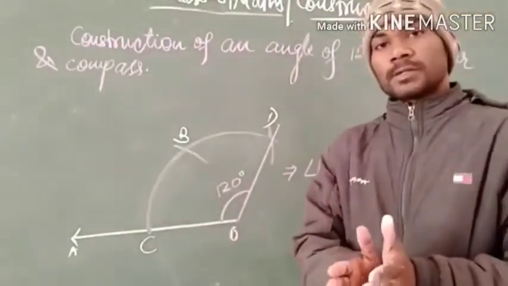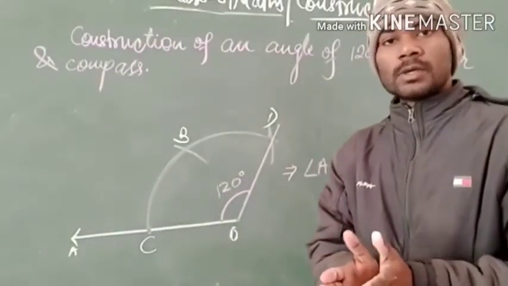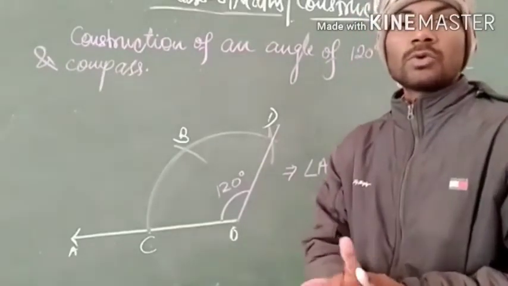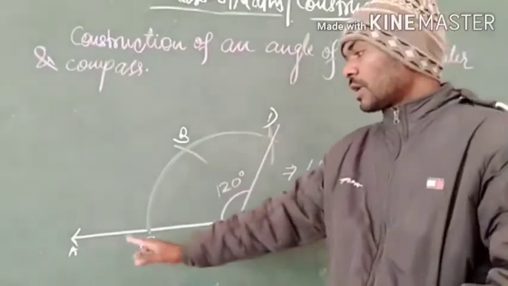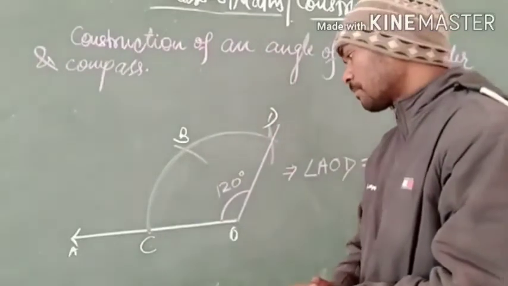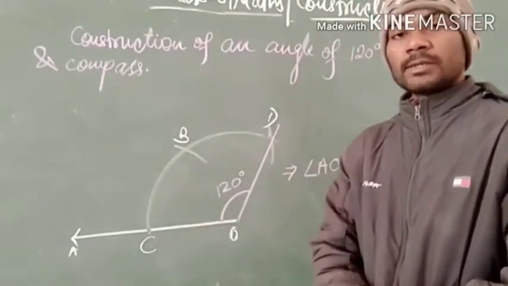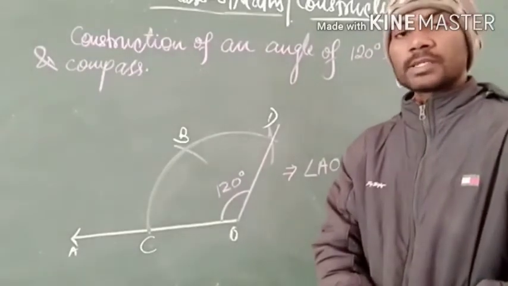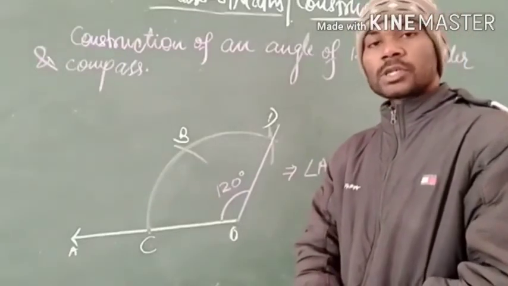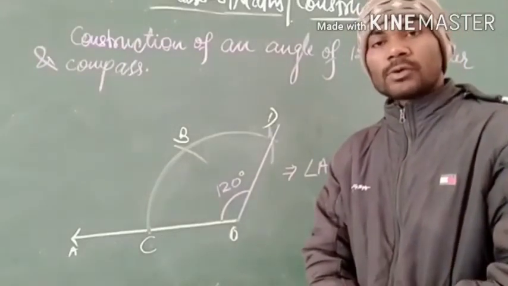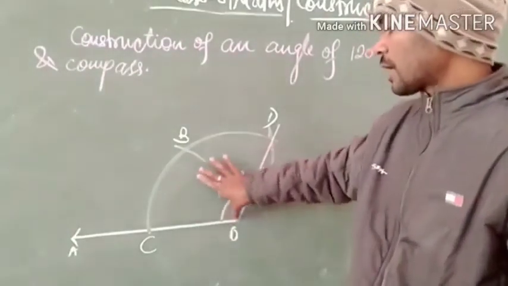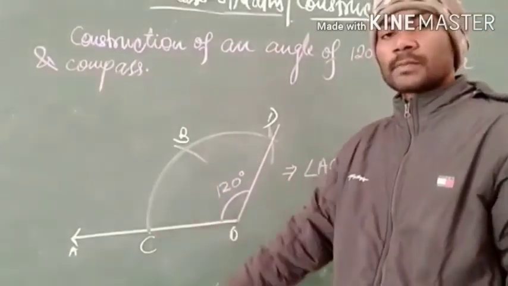In order to construct an angle of 120 degrees, in the first stage, we take a ray OA. So here OA is any ray. In the next stage, from O as a center and any convenient radius, you can take any radius as you wish, draw an arc which cuts the ray OA at the point C.